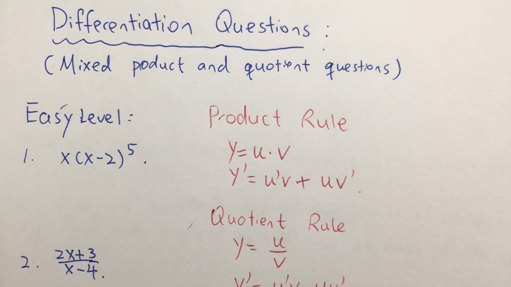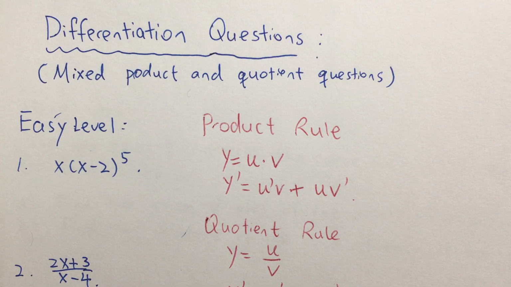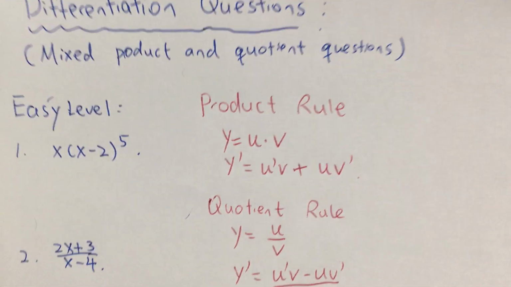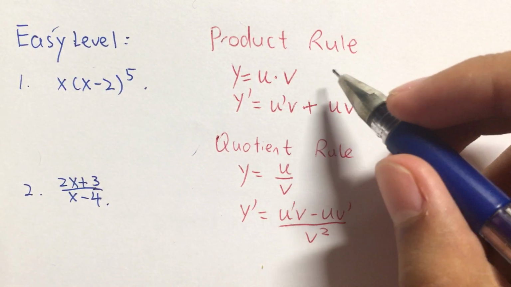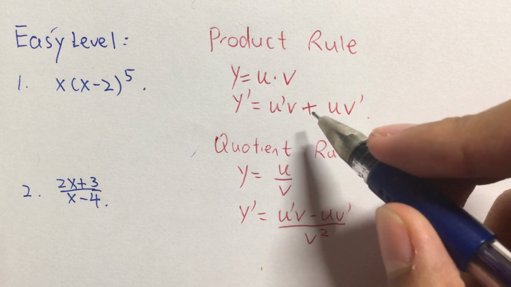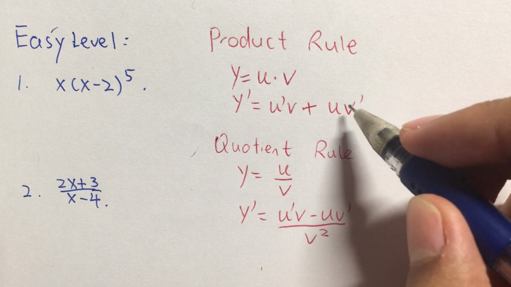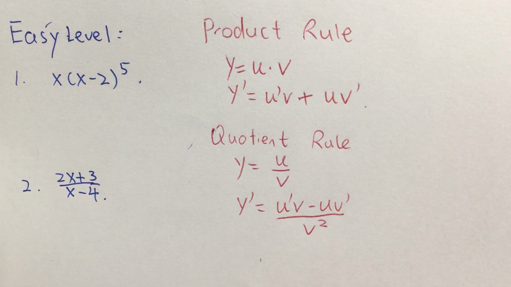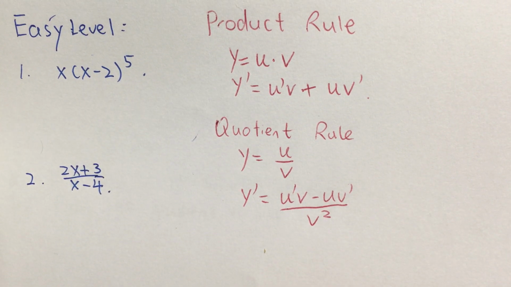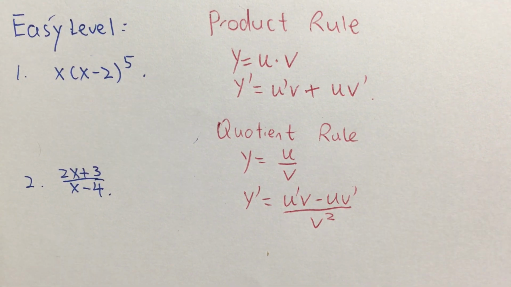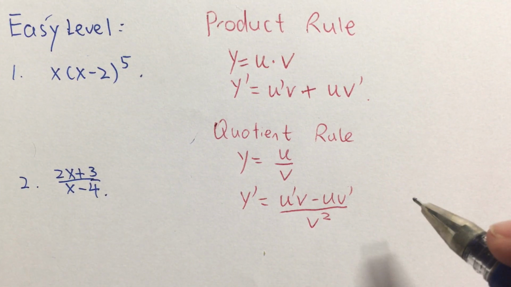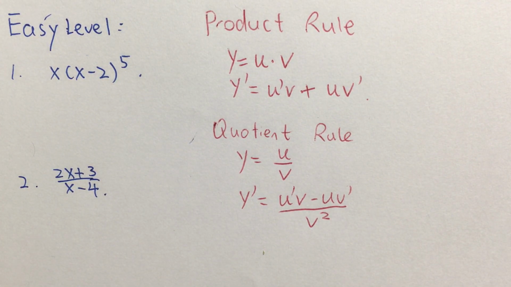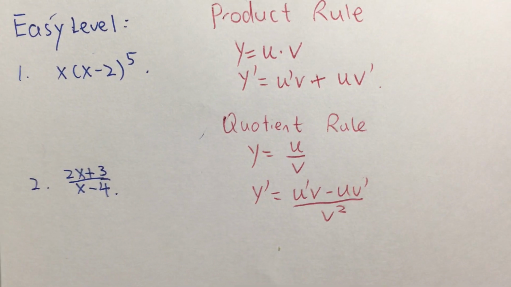So yesterday we already discussed these two formulas, which are written here. The product rule is y dash equals u dash v plus uv dash, and the quotient rule is y dash equals u dash v minus uv dash over v squared. These are the formulas we learned yesterday, and if you are not familiar with those, you can check yesterday's video.